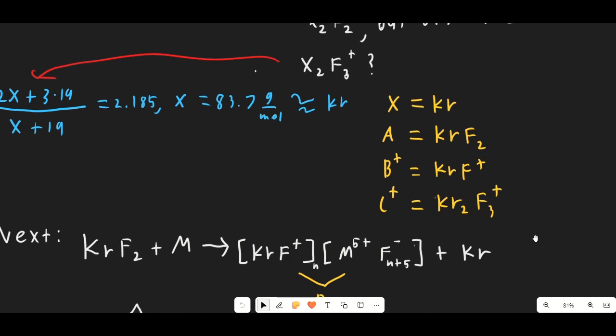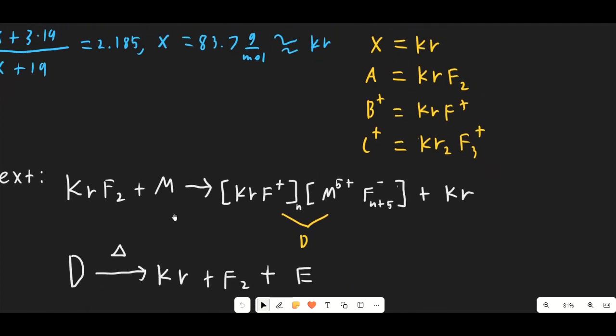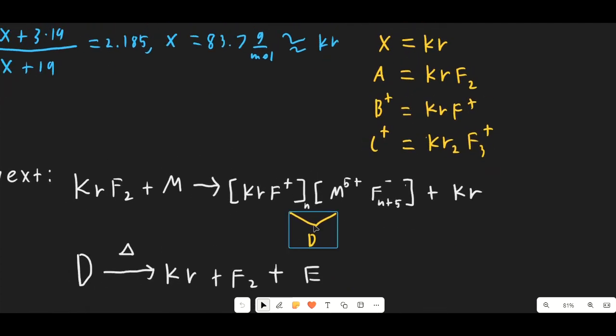So our next reaction is a lot more interesting. We're getting this reaction between KrF2 and some metal M. We're told that this gives us compound D, which contains cation B. And we're also told that it produces krypton gas.